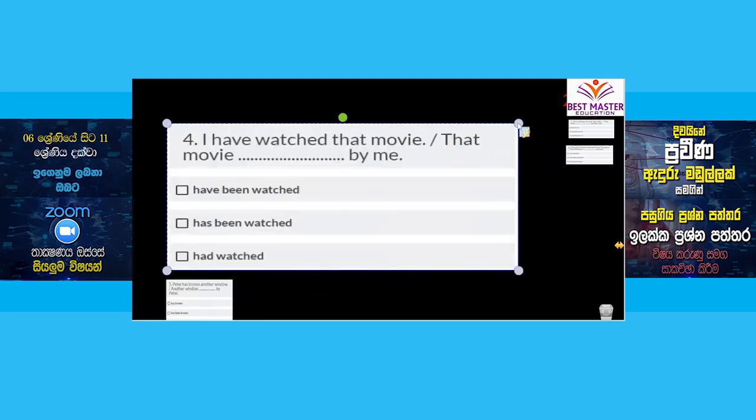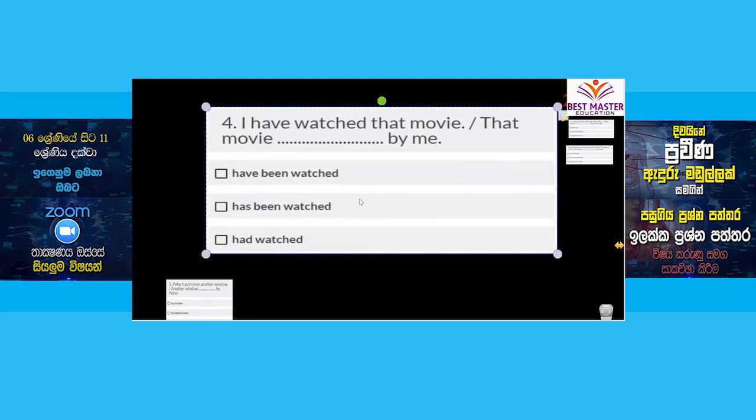Look at here. Number 4. I have watched that movie. The object is that movie. It comes first. That movie is only one. Because this is also the singular one.